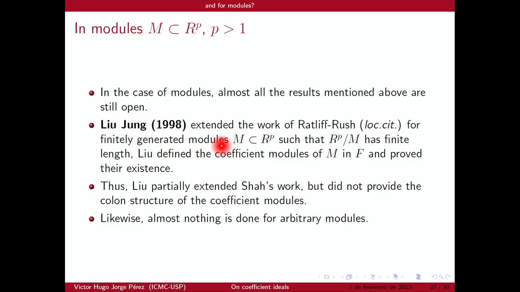But Liu and Jung extended the work of Ratliff-Rush to finitely generated modules that satisfy finite length. Liu defined the coefficient ideals in this setting and proved that they exist. They extended the work, but did not prove the colon structure of the coefficient ideals, and have no applications of the coefficient ideals. Liu and Jung proved that the coefficient modules exist, but the colon structure is not proved and is not in the literature. Likewise, almost nothing has been done for arbitrary ideals.